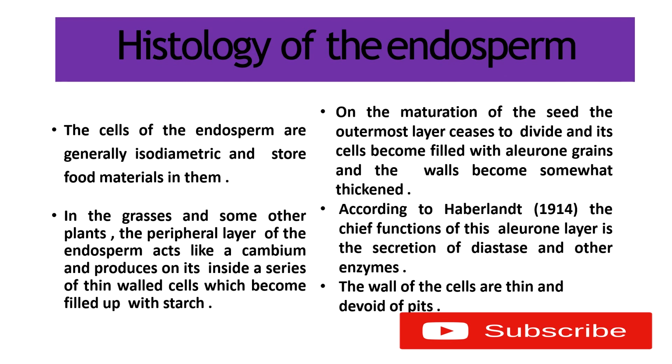On maturation of the seeds, the outermost layer ceases to divide and becomes filled with aleurone grains, and the walls become thickened. The chief function of the aleurone layer is the secretion of enzymes, diastase and others. The walls of the cells are thin and devoid of pits.